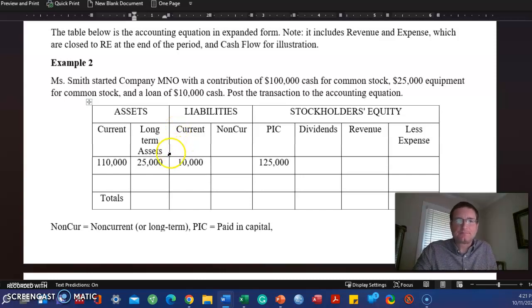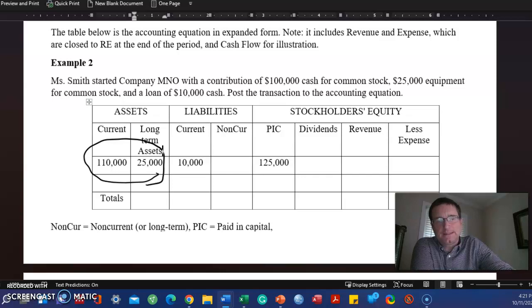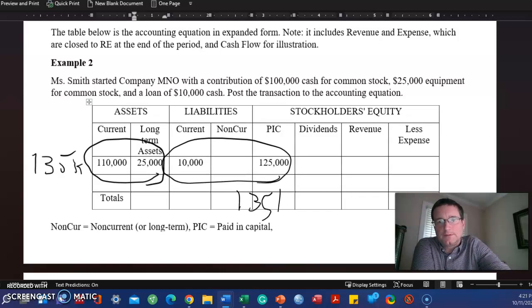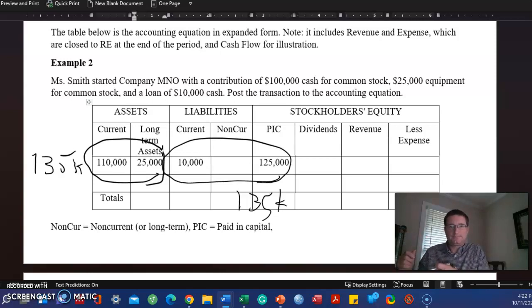The point of this, I think I'm going to grab my pen. Now let me just do this. The point of this is assets total up to be what? 135, right? And I'll put a K there to represent 135,000. And then these two total up to be 135,000 also, right? The accounting equation: assets equal liabilities plus equity. We don't do it this way in accounting. It's just a great visual representation so you can see what's going on, that it's in balance, and how everything plays together.